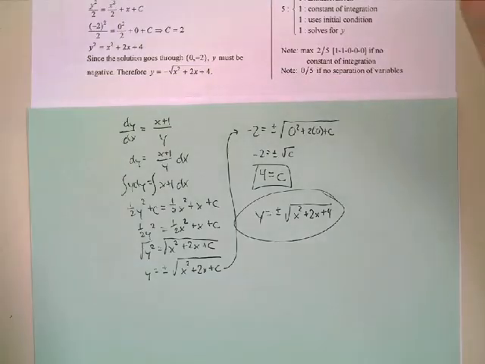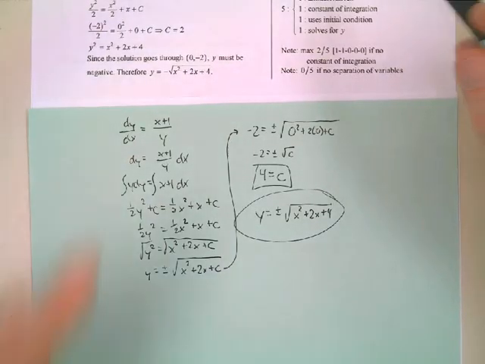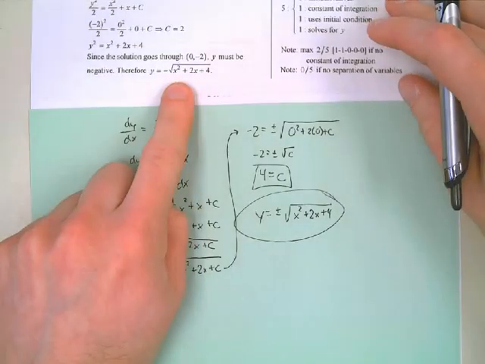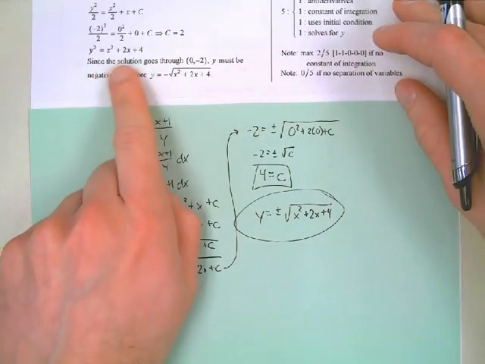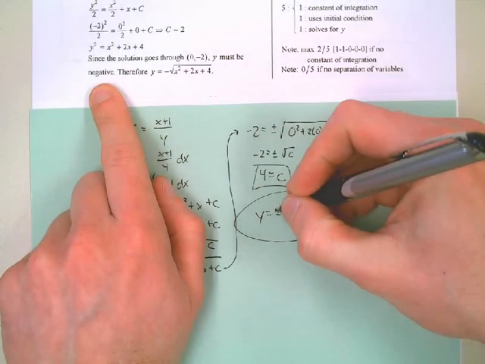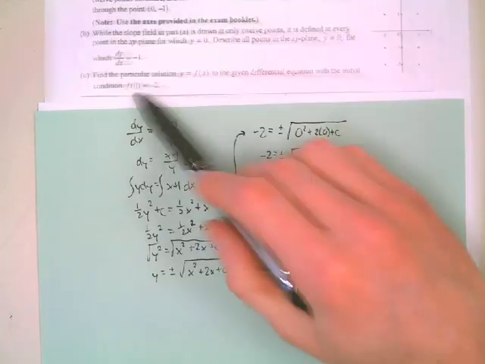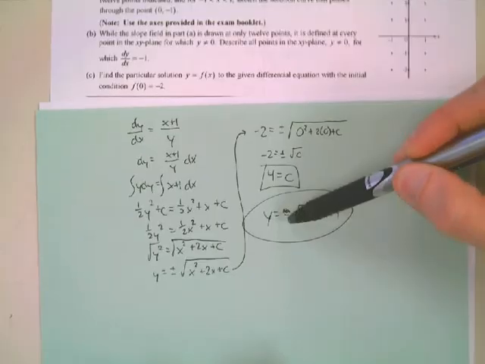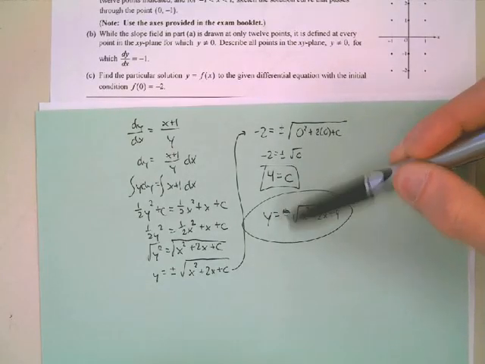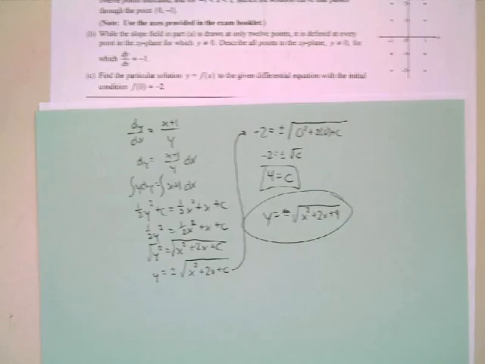Now, one thing here I do want to point out that we skipped, and this is my mistake. Since the solution goes to the point 0, negative 2, y must be negative. And so therefore, this plus part we throw out, and it's got to be negative square root of x squared plus 2x plus 4. So I would have lost a point there. Because our initial condition that we're given here, f of 0 is negative 2, the only way that plus or minus would yield that f of 0 is negative 2 is if it was negative square root of x squared plus. That was just knowing that it had to be negative. Be careful. Exactly. Because for this initial condition to work, plugging the 0 in, it would need to be the negative root. Kind of stuff.